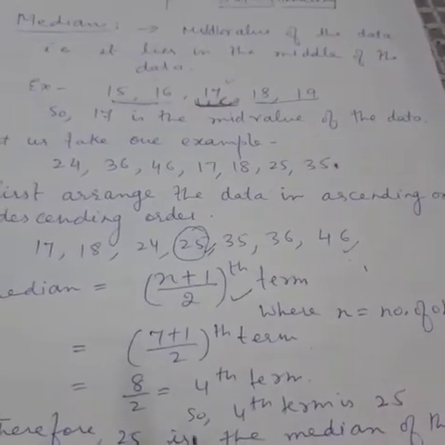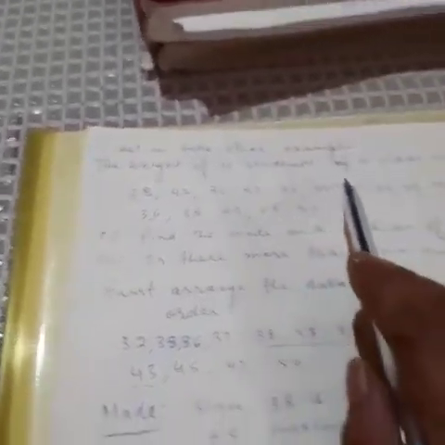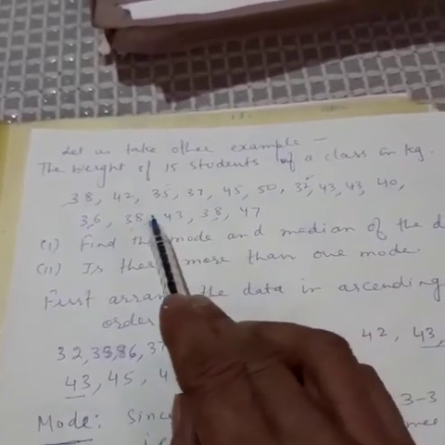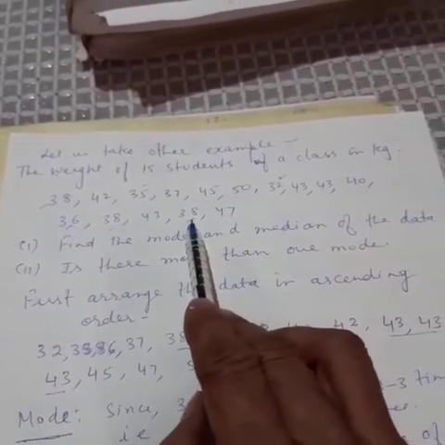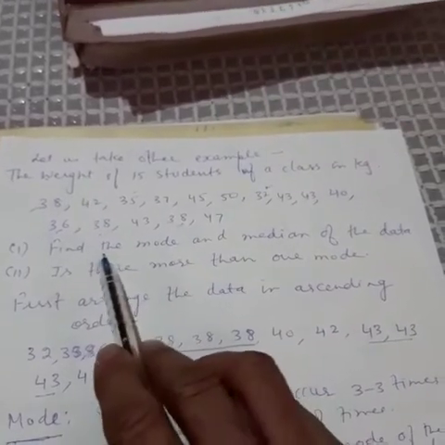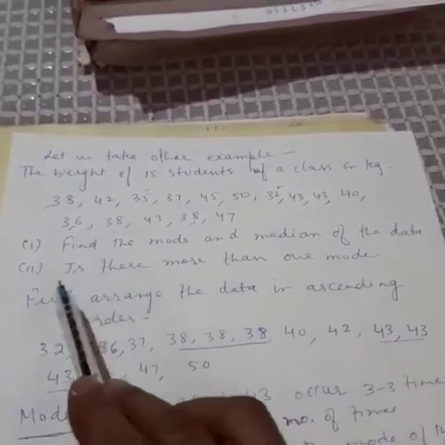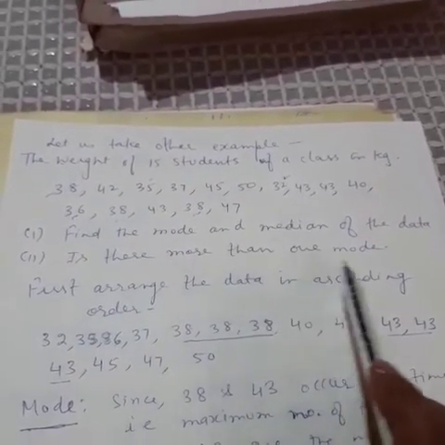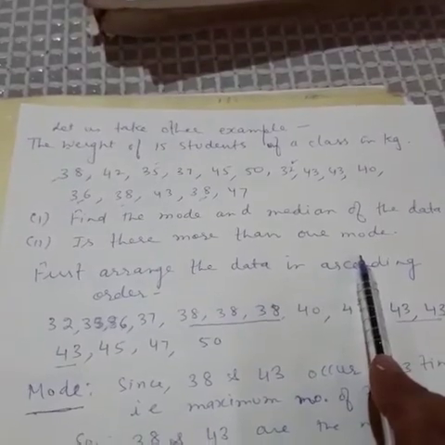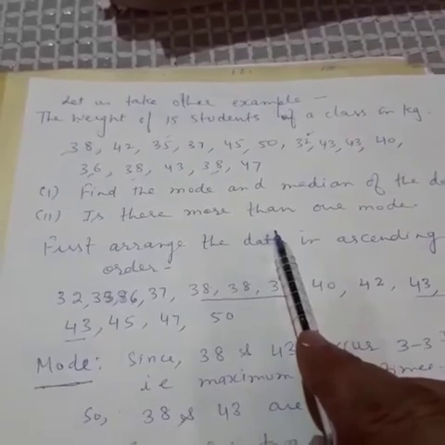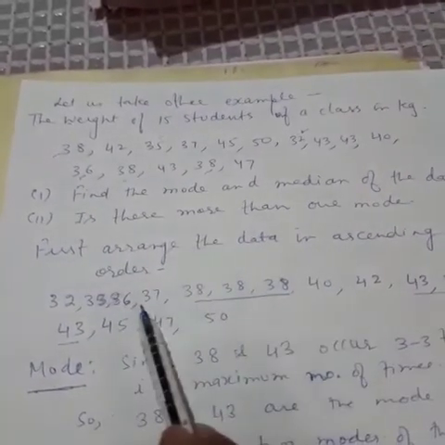Let's take another example from the exercise. The weights of 15 students of a class in kilograms are given. So these are the 15 observations. We first have to find the mode and the median of the data, and the second part asks: is there more than one mode? Can a data set have more than one mode? So we have to answer these questions. Let's first arrange the data in ascending order.